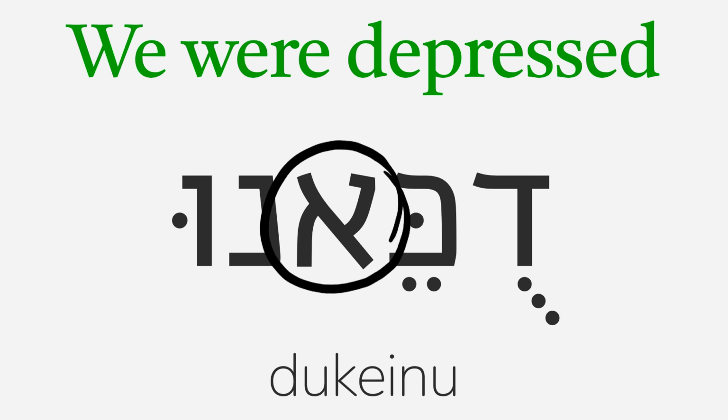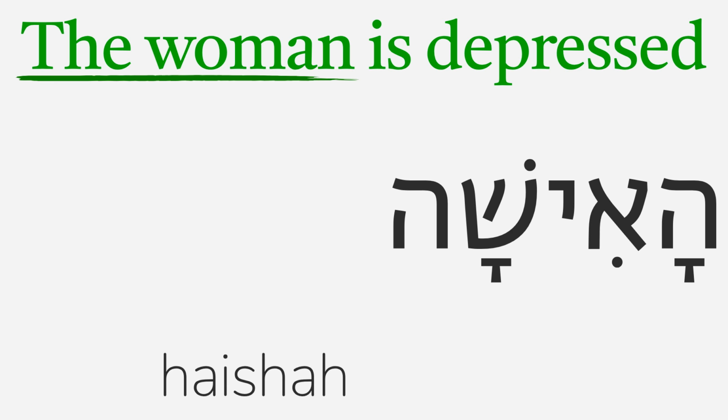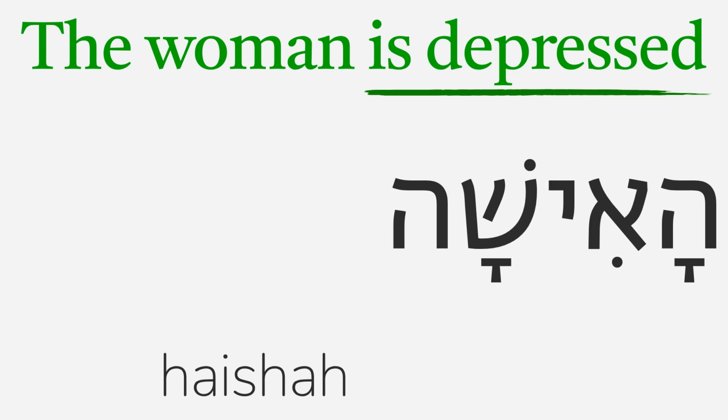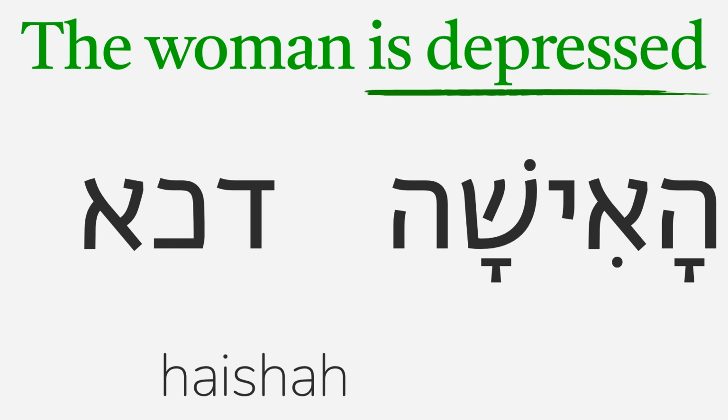These kinds of roots are also irregular in the feminine singular form of the present tense. Let's say the woman is depressed. The woman is ha'isha. The verb is depressed will be the root dalet kaf aleph in the feminine singular form of the Pual present tense. The masculine singular form is meduka.